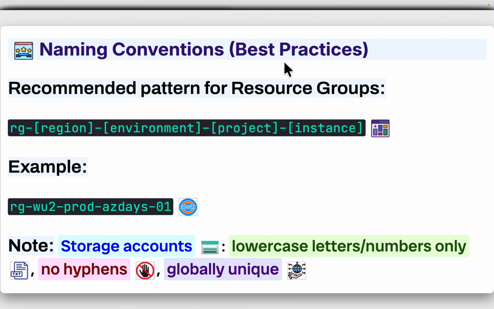Some naming convention best practices. The recommended pattern for resource groups is RG dash, followed by region, environment, project, and instance. For example, RG, West US 2, prod, and let's say the project is AZ days, and instance name. Note that storage accounts can have only lowercase letters and numbers, no hyphens, and the name should be globally unique. This only applies to storage accounts because that is also a type of resource.